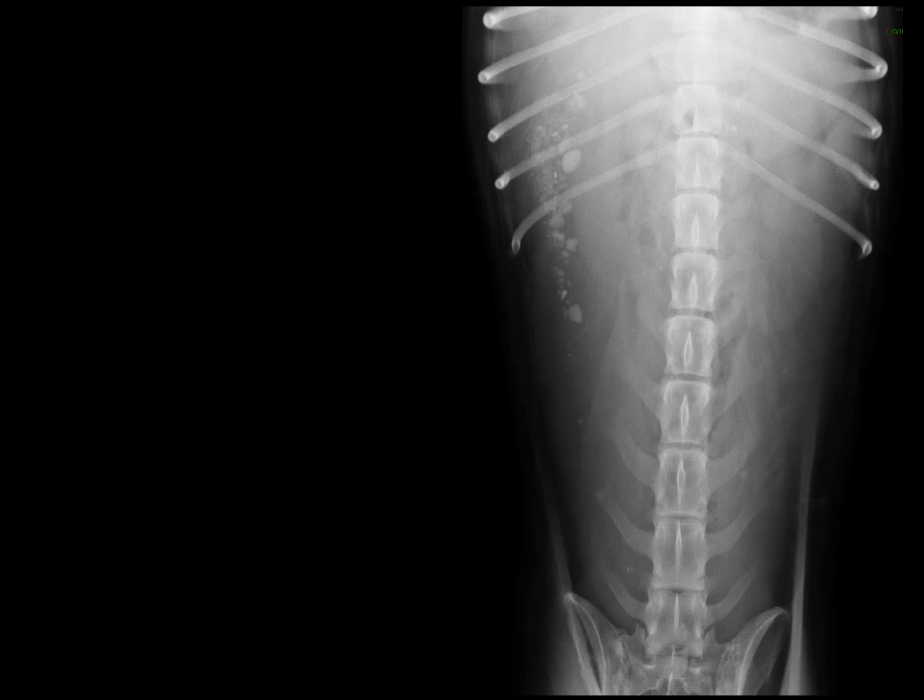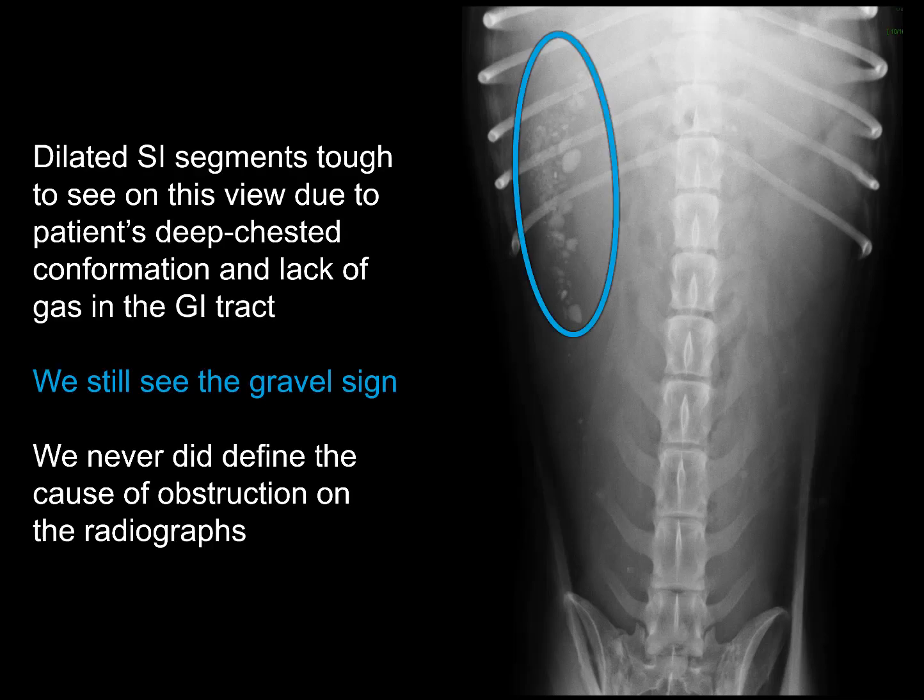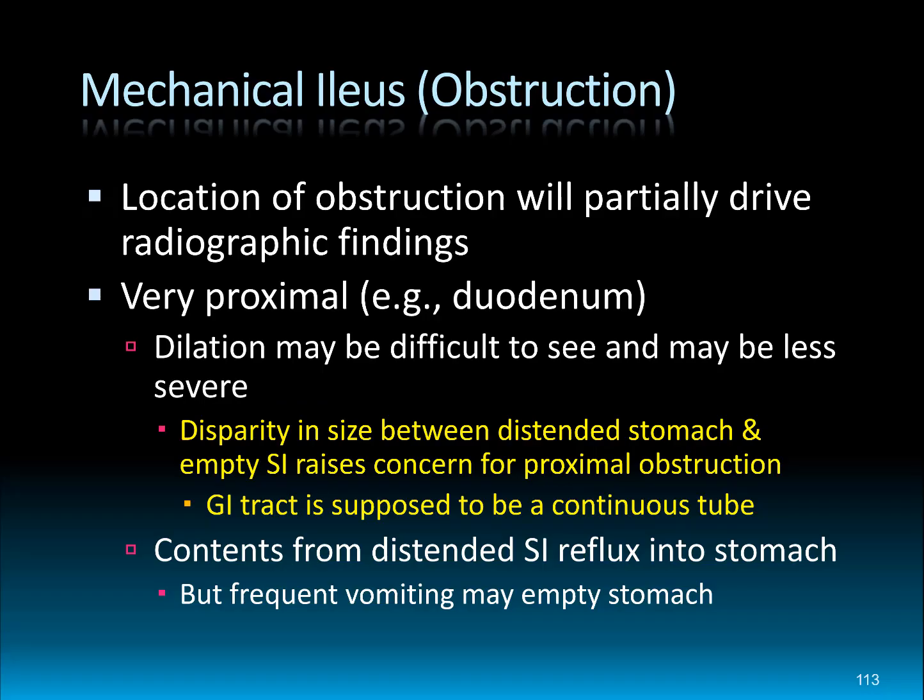Same story on the ventrodorsal view. A little harder to see all the various loops, but I can still see the material, which is compatible with the gravel sign. Radiographs, we didn't see the cause of obstruction. Since it's more likely to be chronic with this, a chronic partial obstruction, I'm always more concerned about something like a mass, like neoplasia, rather than a straight foreign object, but it still could be foreign material.